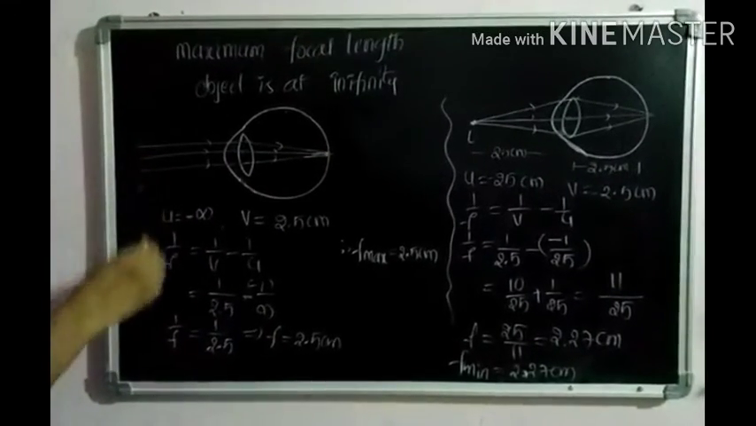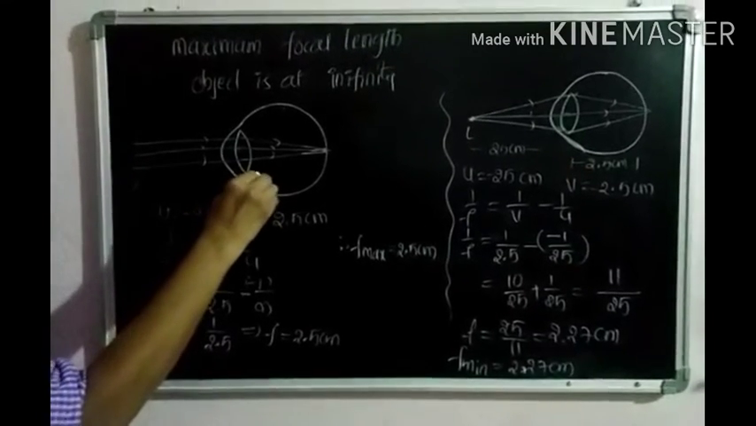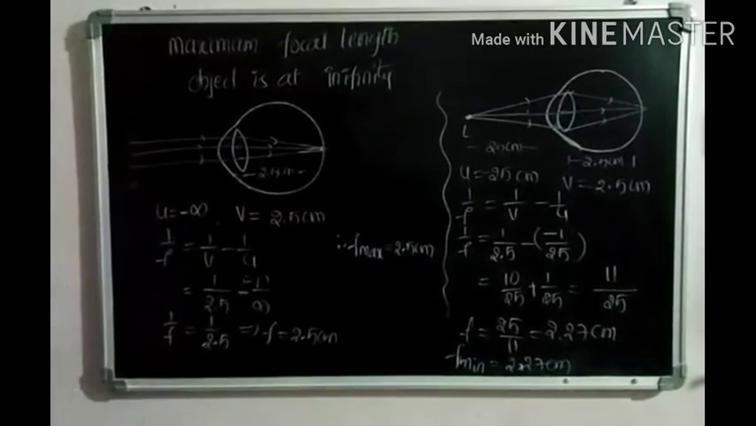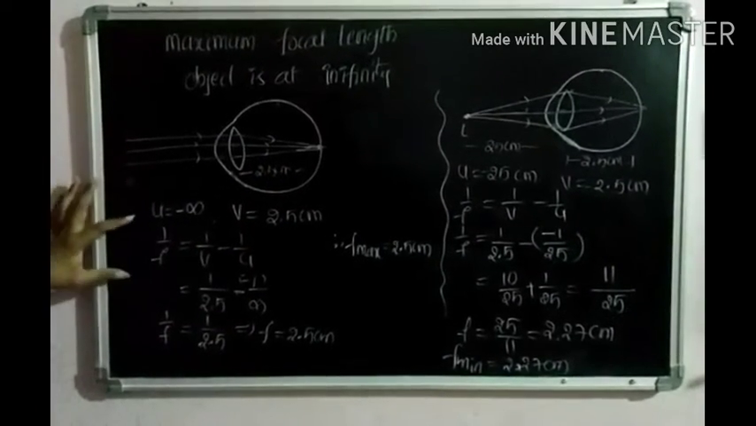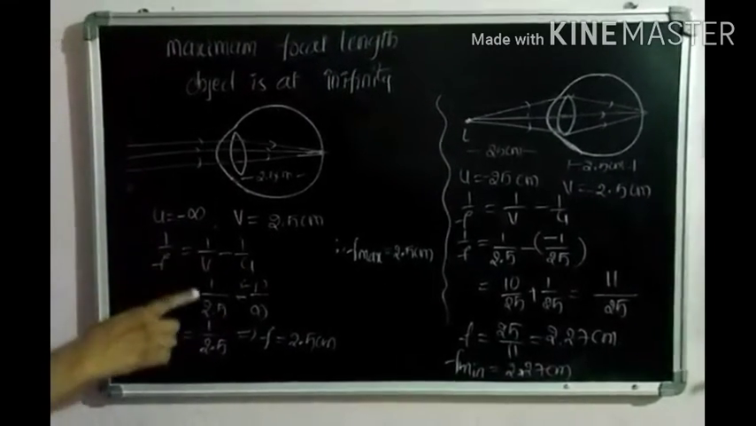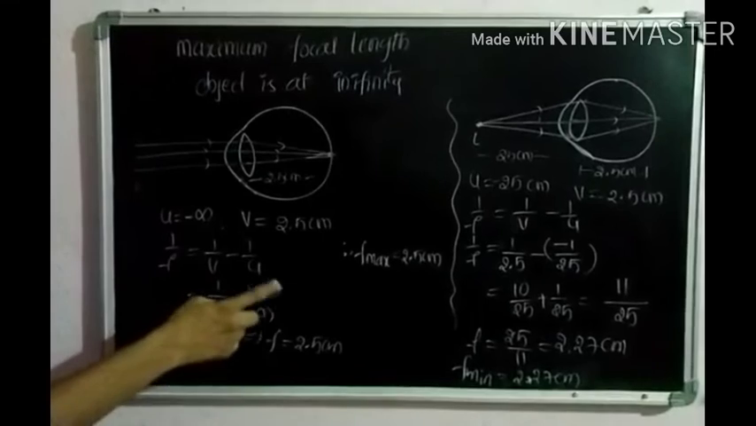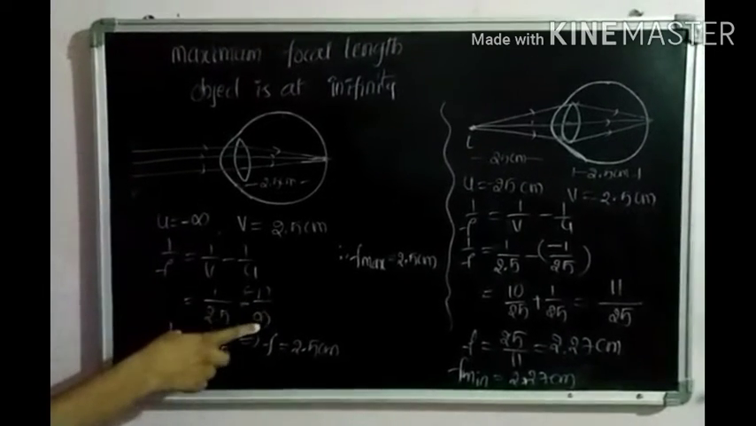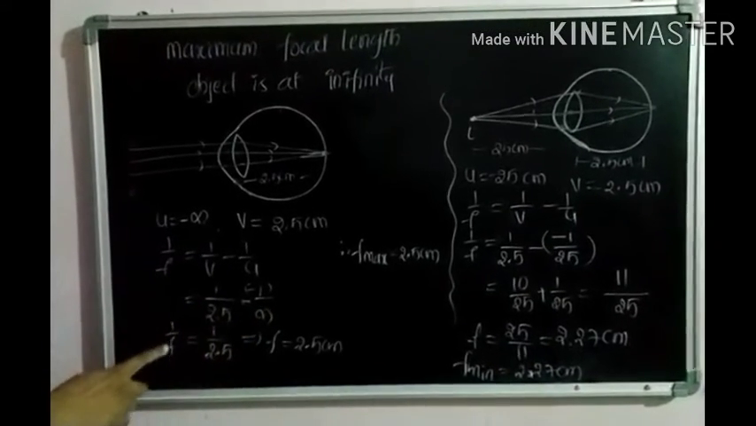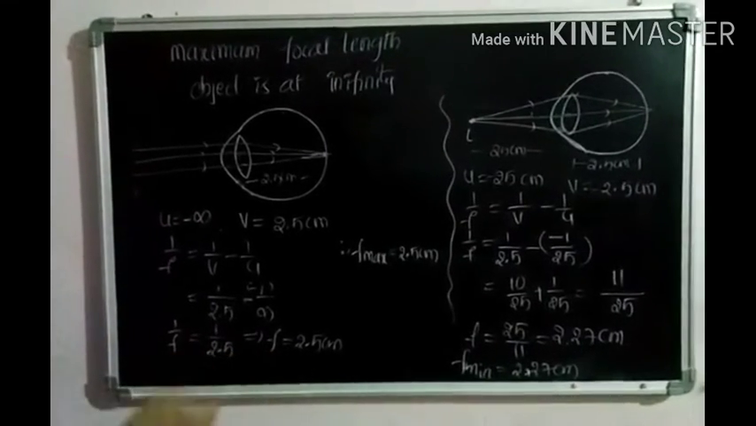When the object is at infinity, the object distance u is infinity and v is 2.5 centimeters. Why? Because the distance between the lens and the retina is 2.5 centimeters. Substituting these values in the lens formula, 1 by f equals 1 by v minus 1 by u. So 1 by v means 1 by 2.5 minus 1 by minus infinity. This term becomes plus, so 1 by 2.5 plus 1 by infinity. We already know that 1 by infinity is 0. Then you will get 1 by f equals 1 by 2.5, so f equals 2.5. So this is the maximum focal length.